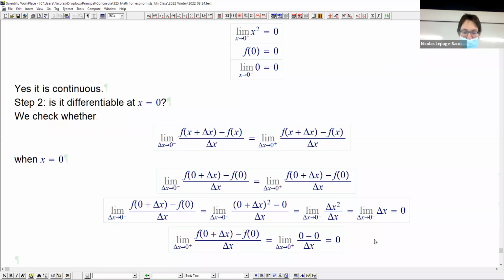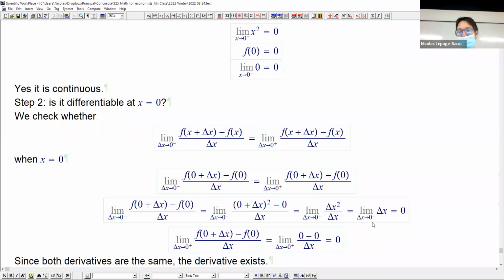So our derivatives are the same, and then the derivative exists. So I know that it is at least smooth of order 1 because I can take the derivative. But now let's not stop here.